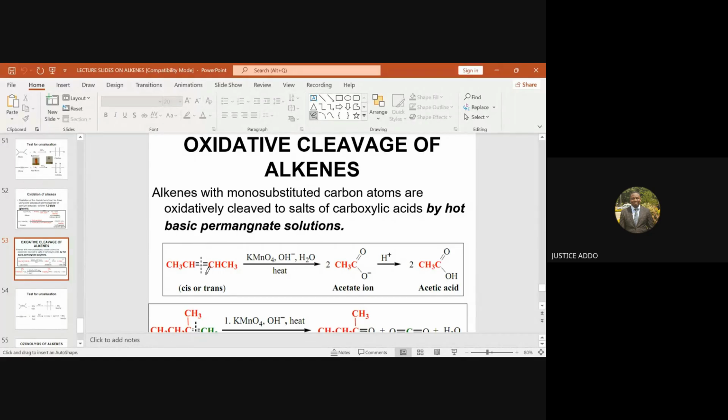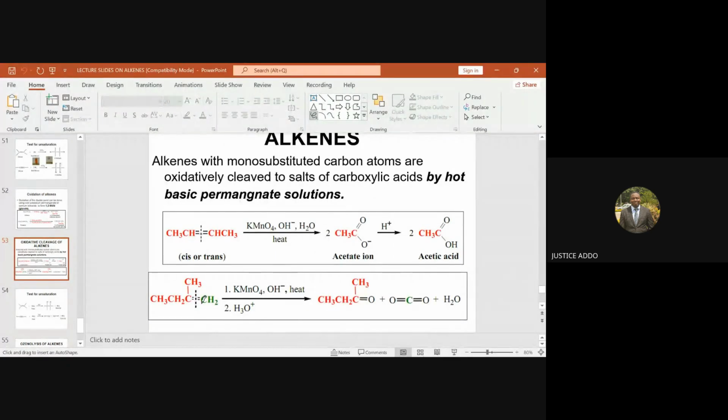And when it breaks like this, the left side becomes one fragment, the right side becomes another fragment. And in both cases, you form an acid if it is a mono-substituted alkene, meaning the two carbons bearing the double bond had hydrogens each to themselves. So you form a carboxylic acid. If the two carbons bearing the double bond do not have hydrogen, that is, they are di-substituted, then you form a ketone. You form a ketone.